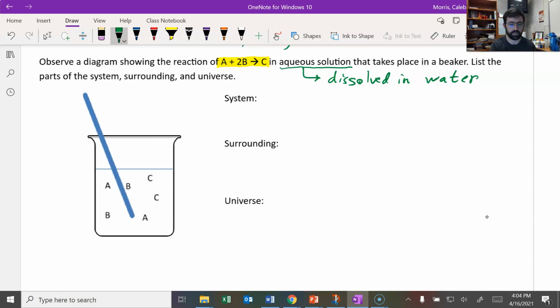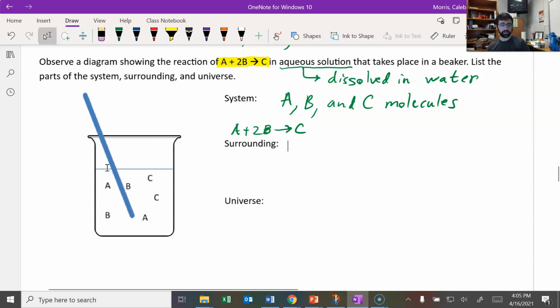So let's look at our system. What is our system? Our system is just A, B, and C molecules and their interaction. It's the chemical reaction. You could also define the system as A plus 2B yields C, if you'd rather write it that way. But the concept is the only thing that counts as the system is A, B, and C, those molecules that are interacting inside the solution. So what does that make the surroundings? Well, anything that is around those molecules.